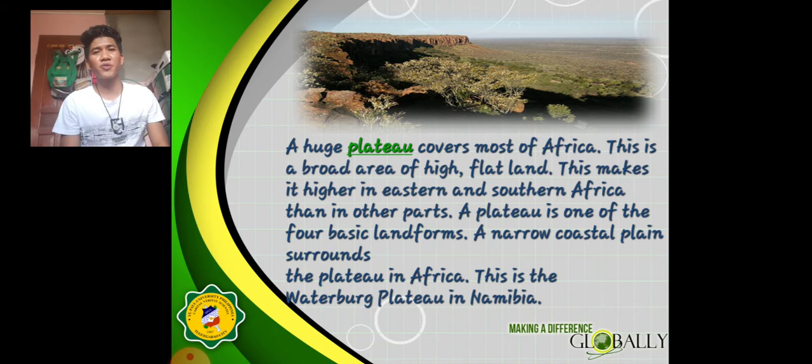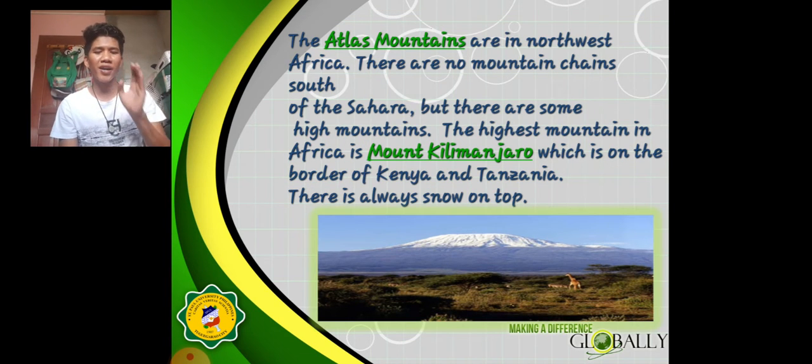Did you know also that Africa has a huge plateau that covers most of Africa? This is a broad area of high and flat land. This makes it higher in eastern and southern Africa than in other parts. A plateau is one of the four basic landforms, and a narrow coastal plain surrounds the plateau in Africa. This is the Waterberg Plateau in Namibia. Not only a plateau can we find in Africa, but there are also high mountains that we can find in Africa.